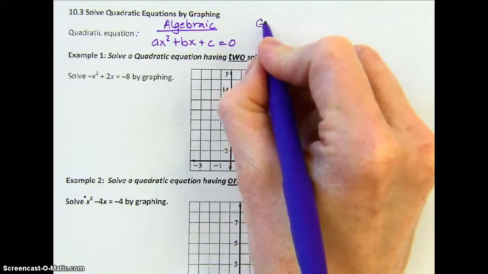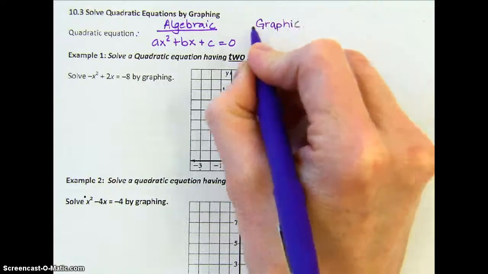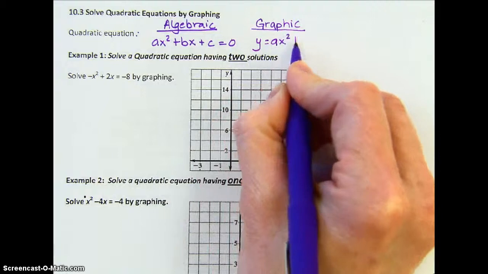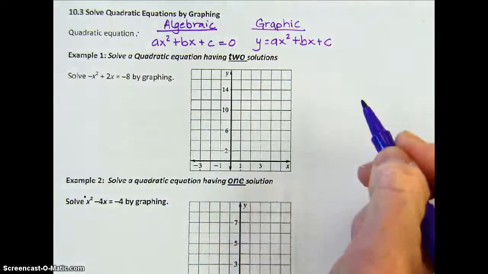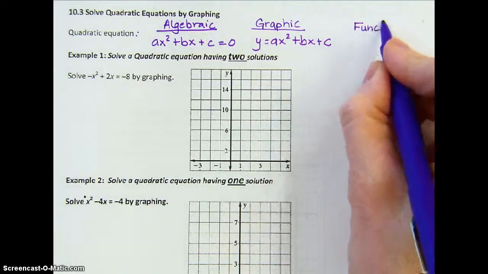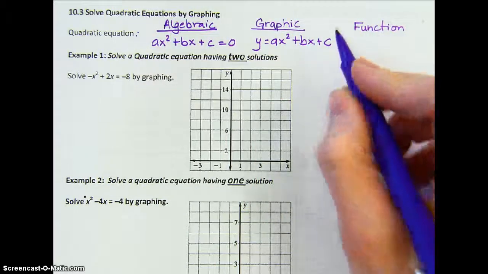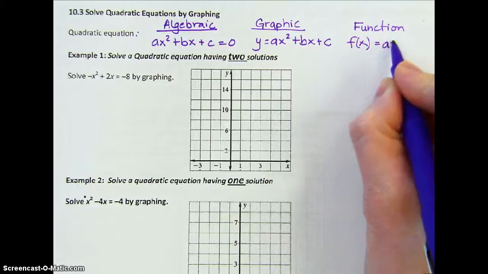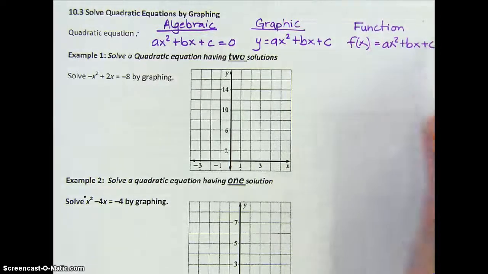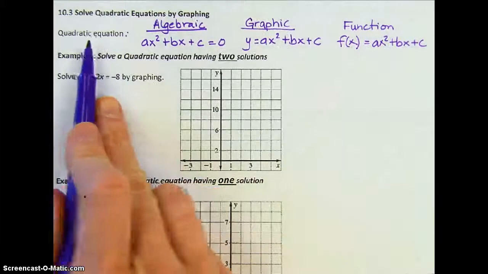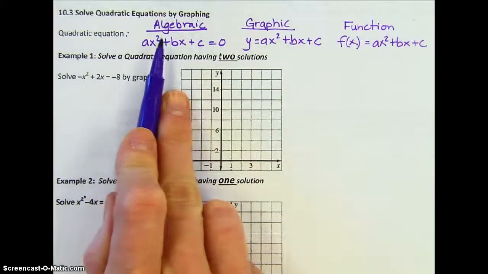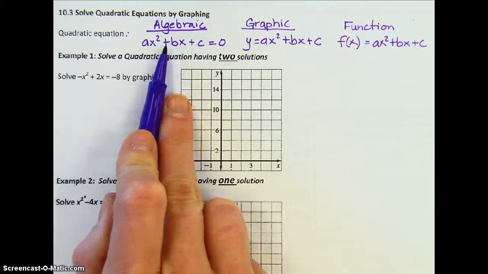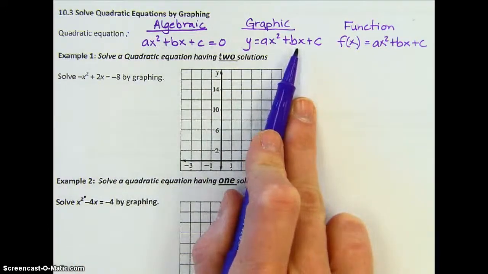Well, today we're going to look at graphic solutions. So what has to happen is that the 0 will then become a y equals, and it will also be standard form. And then we're going to tie in the function notation and look at how the names of the solutions change. So function notation would be f of x equals ax squared plus bx plus c. Remember, anytime you're trying to solve a quadratic equation, you're trying to find the solutions that will make x work. We know how to do that by factoring. Now we're going to look at how we do that graphically.